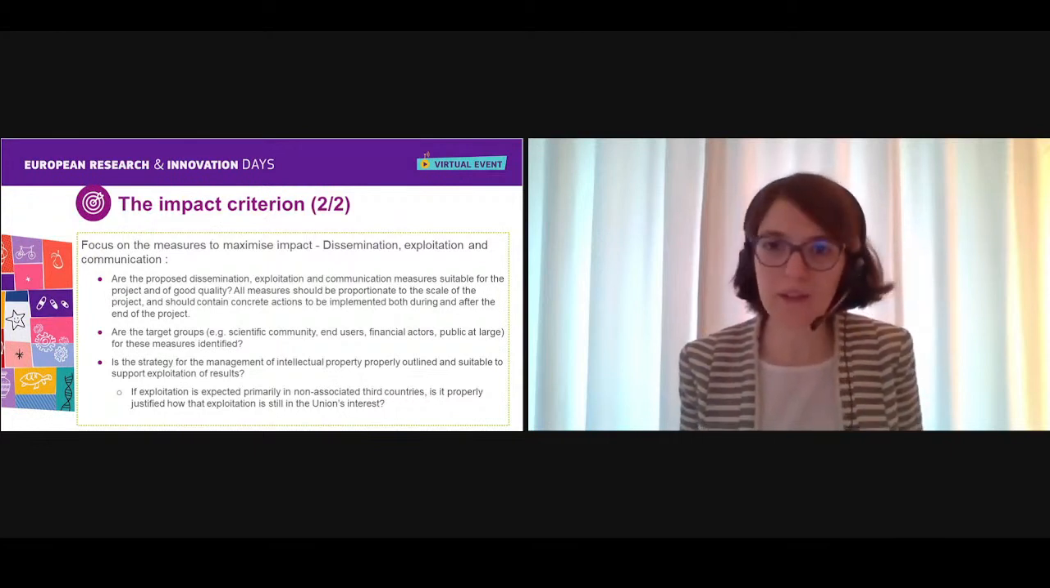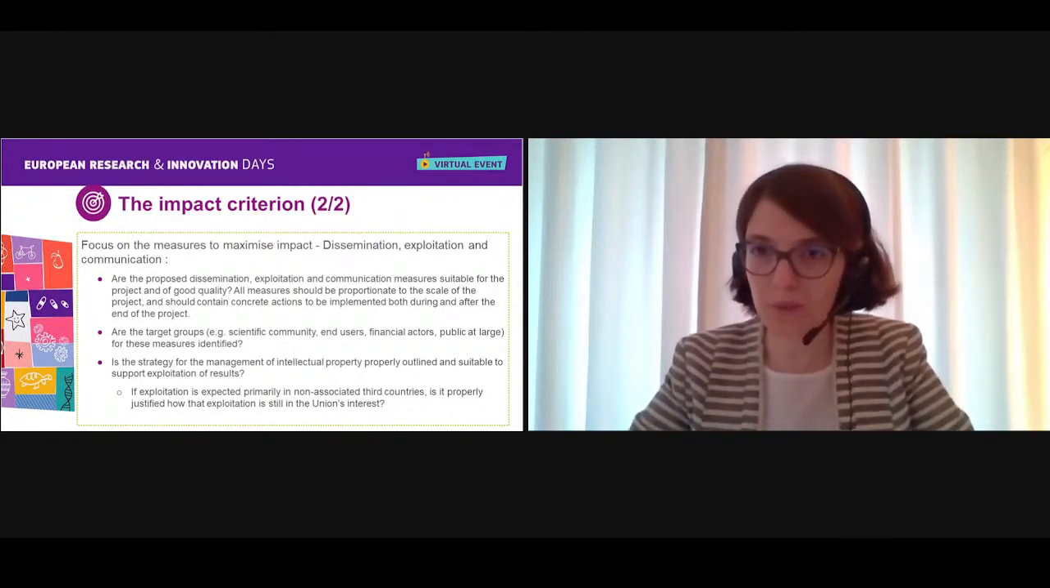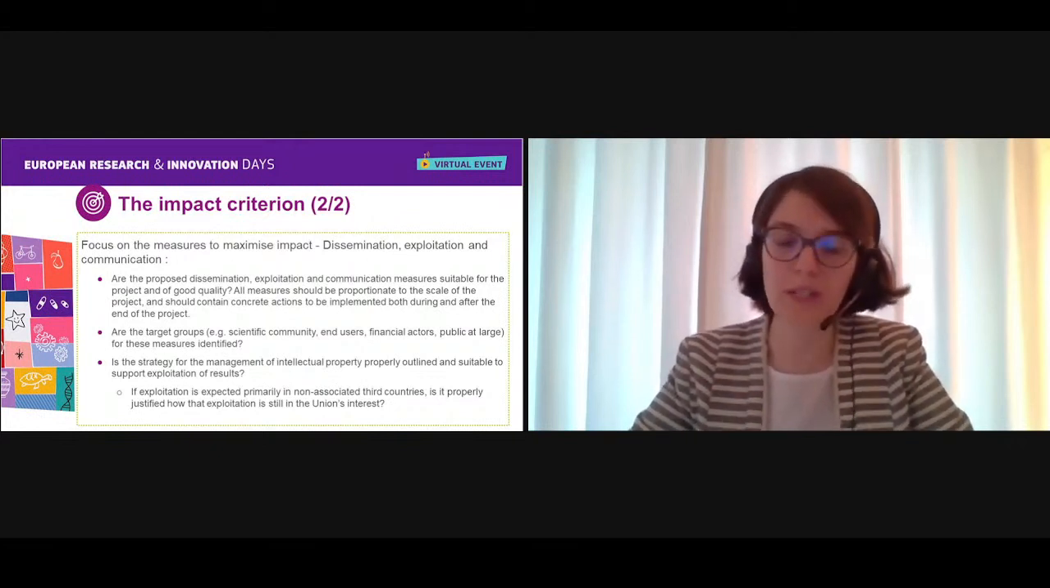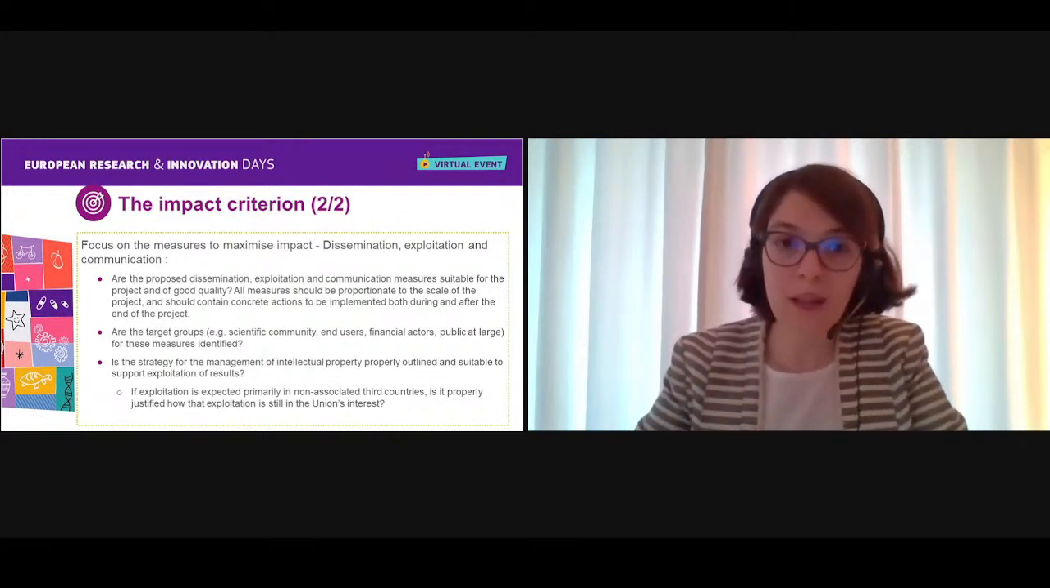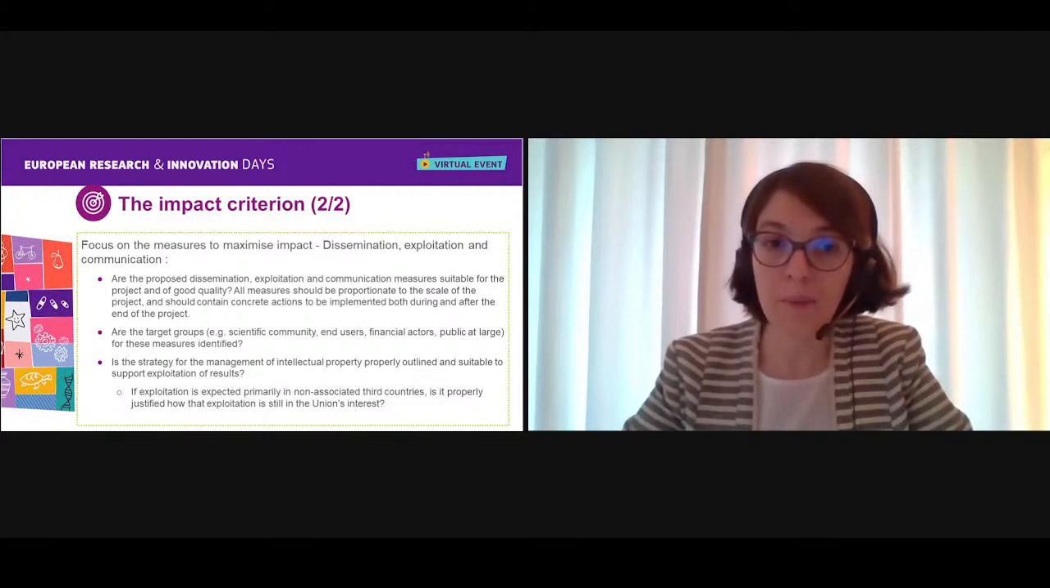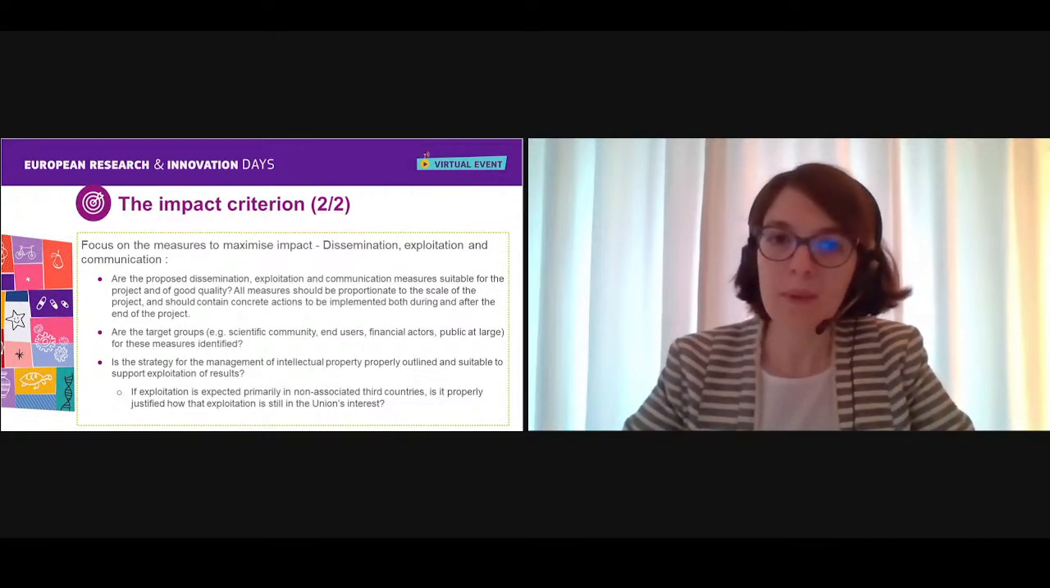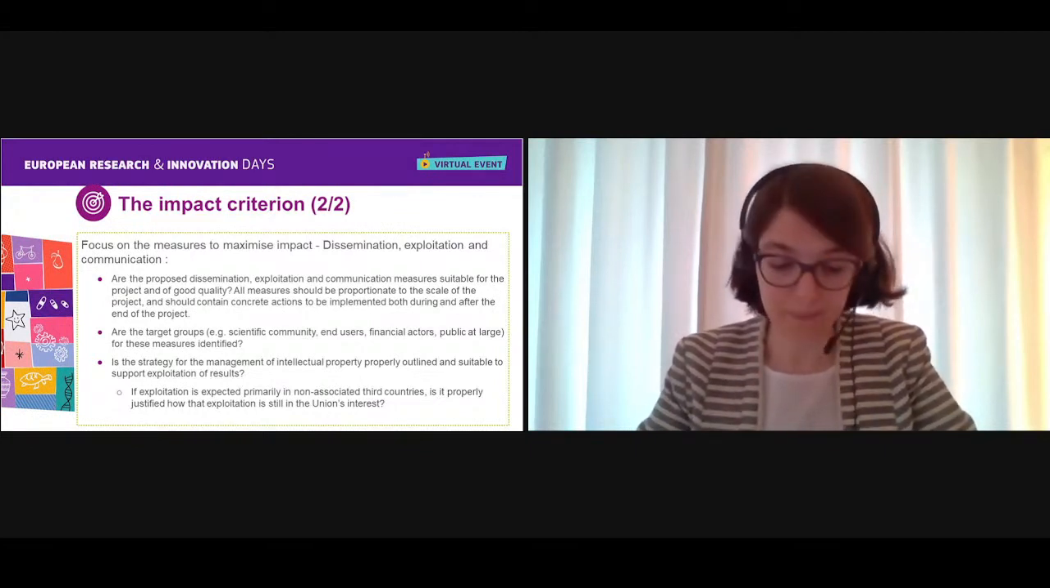Are they concrete? And here again, it's something important. We want concrete measures that are suited to your project. And they will look if the measures are concrete and will be implemented both during the course of the project, but also after its ends.